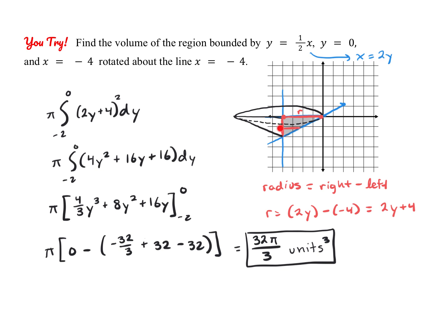And if I want this distance, it's going to be the right function minus the left function. So it's actually going to be 2y minus -4, which gives us 2y plus 4. So that's our radius. So you could say I have pi r squared, and then I'm integrating from -2 to 0. So remember, our disks are stacking on top of each other, so we're integrating vertically here. And then from here on out, it's just evaluating this definite integral. You should get 32 pi over 3 units cubed, but definitely a little bit of a trickier problem.